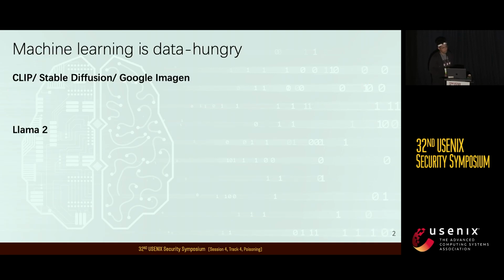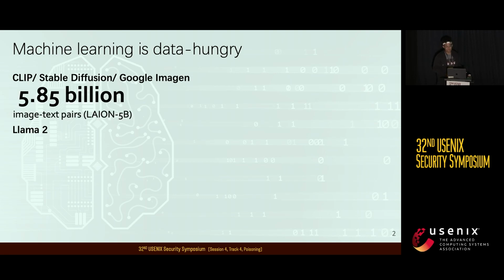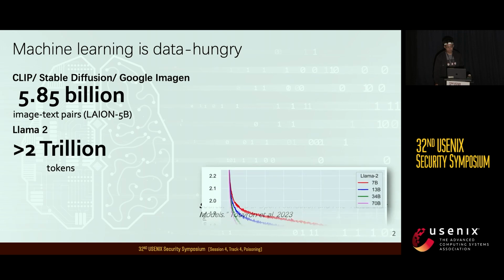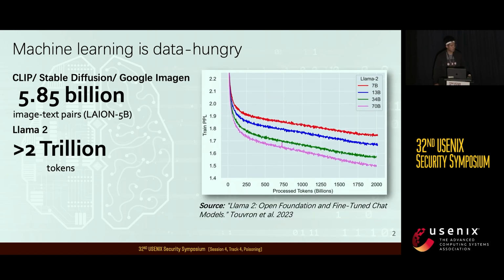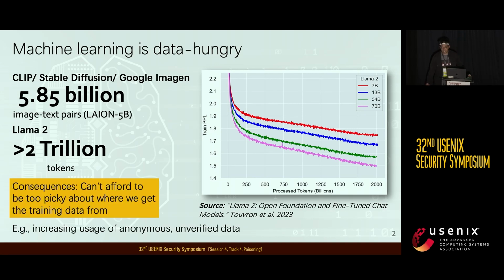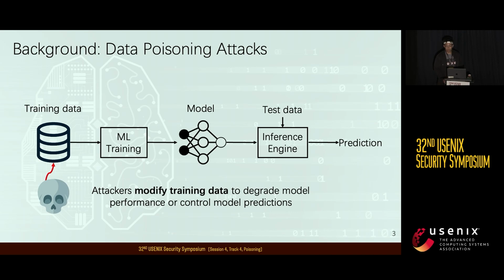So first, let's recognize the recent achievements in machine learning and the pivotal role of data. Leading open source image models like CLIP, Stable Diffusion, and Google Imagen rely on almost 6 billion image-text pairs. Similarly, the recently released state-of-the-art open source large language model, Llama 2, utilizes over 2 trillion tokens. This data-intensive nature inevitably leads to sourcing training data from various places, including anonymous online sources. However, this approach increases the vulnerability to data poisoning attacks.